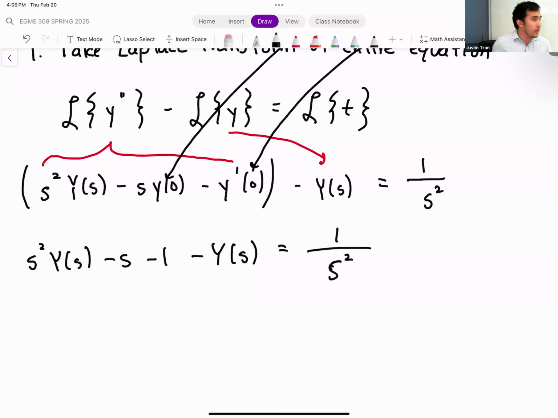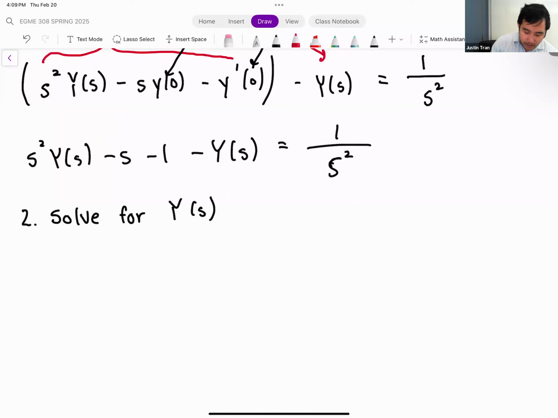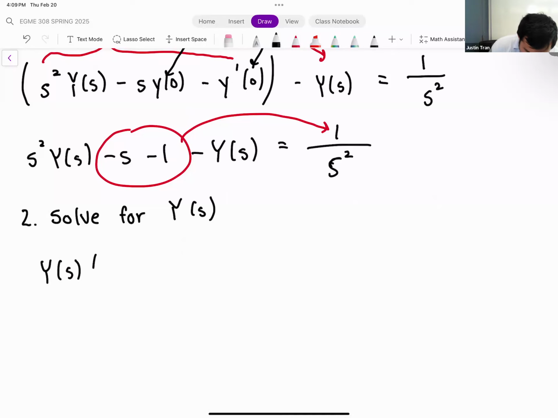All right, so now that we've taken the Laplace transform of the entire equation, and we've plugged in the initial conditions, let's go ahead and solve for Y(s). Okay, so this part here just involves algebra. So first thing I'm going to do is take this s minus 1 and move it over to the other side. We're just going to add an s and add a 1 to both sides. And then for the Y(s), I'm just going to group those together and factor out that s squared minus 1. Okay, so on the left-hand side, we have Y(s) multiplied by s squared minus 1 is equal to 1 over s squared plus s plus 1.